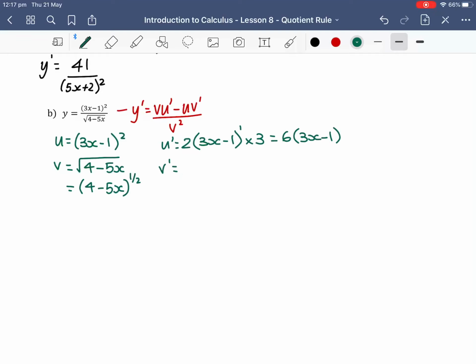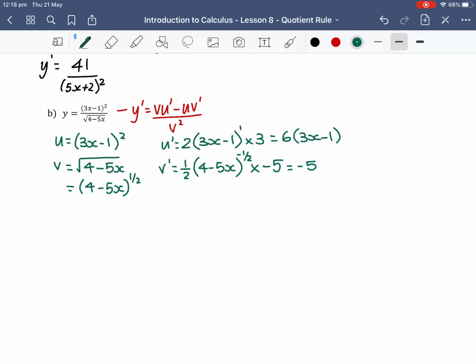And then we have our v dash, which again is using the chain rule. So we bring our half down the front. So it's a half bracket 4 minus 5x. We minus 1 from our power, so it will be minus a half. And we multiply it by our derivative of our bracket, which is 4 minus 5x. So the derivative of that is just minus 5.